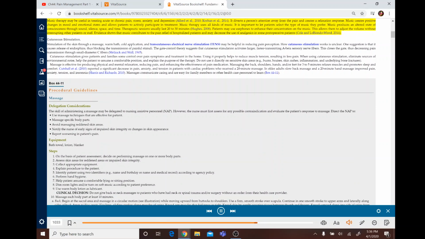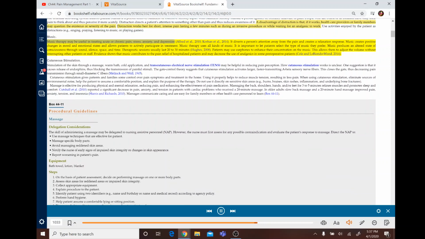Music. Music therapy may be useful in treating acute or chronic pain, stress, anxiety, and depression (Allred et al., 2010; Korhan et al., 2014). It diverts a person's attention away from the pain and creates a relaxation response. Music creates positive changes in mood and emotional states and allows patients to actively participate in treatment. Music therapy uses all kinds of music. It is important to let patients select the type of music they prefer.